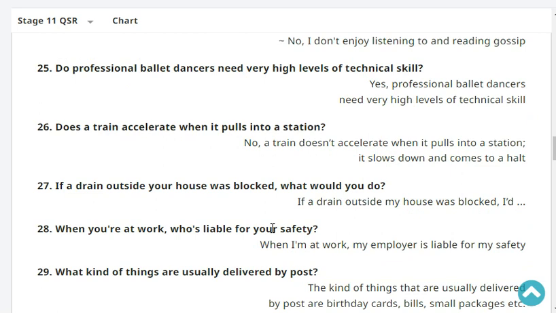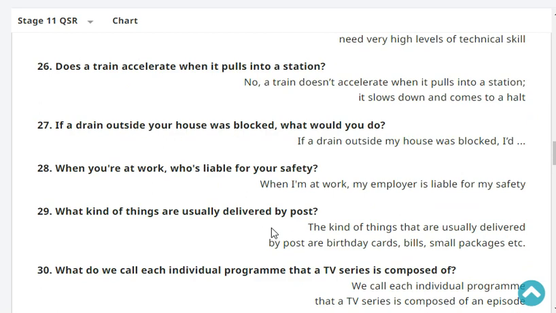If a drain outside your house was blocked, what would you do? If a drain outside my house was blocked, I'd call the plumber to fix it. Very good.